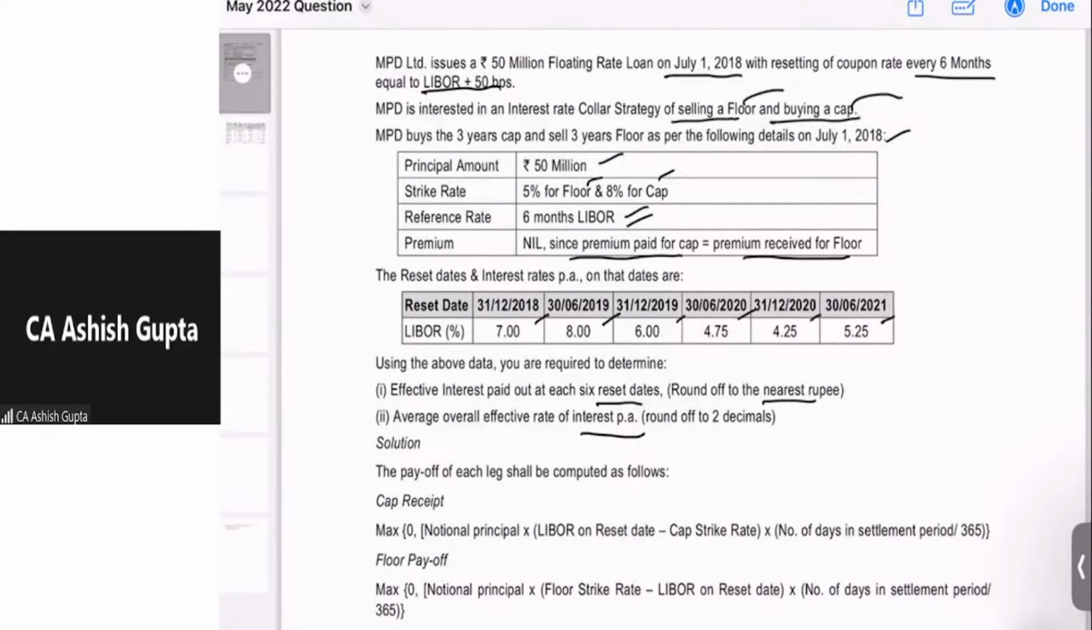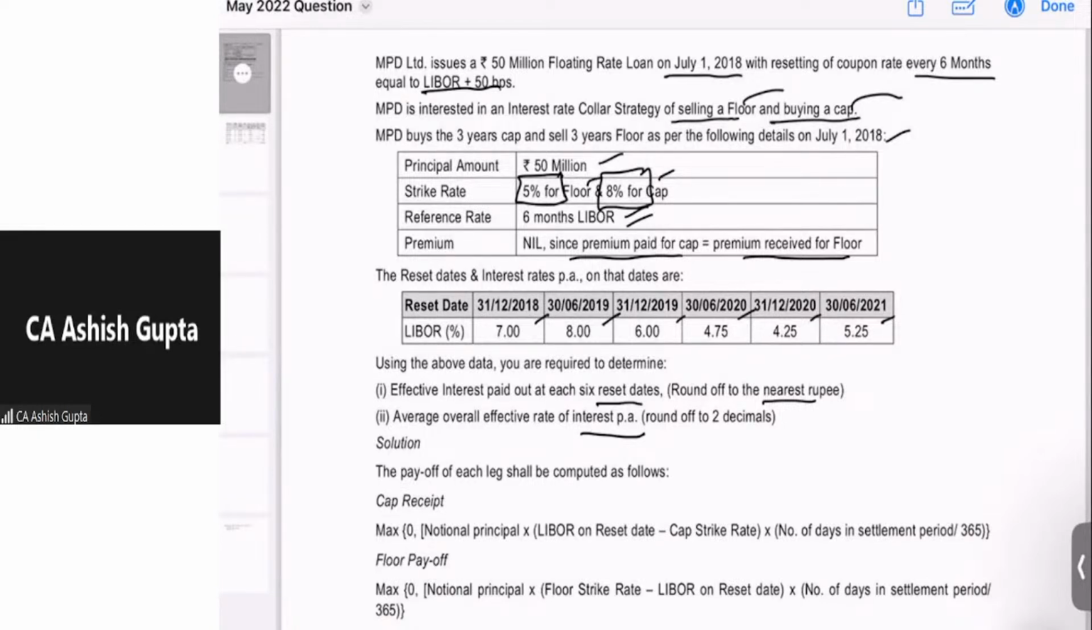Now, students, in this question, when we are buying a cap option, cap option means call option, of course. So when we exercise our call option, we get the market price against our strike rate. Here, the strike rate is 8%, and for the floor, 5%. Now we are selling a floor. When we sell a floor, the person to whom we are selling it will exercise the option when the rate goes below 5%. And we shall exercise our option when the rate goes above 8%. So this is the first part we have to understand.